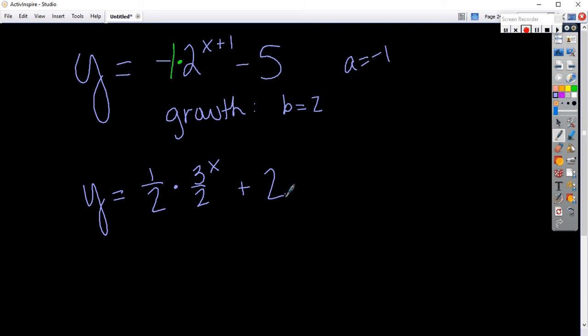Why? Because it's a fraction. The fraction itself is greater than 1. It's 1.5.